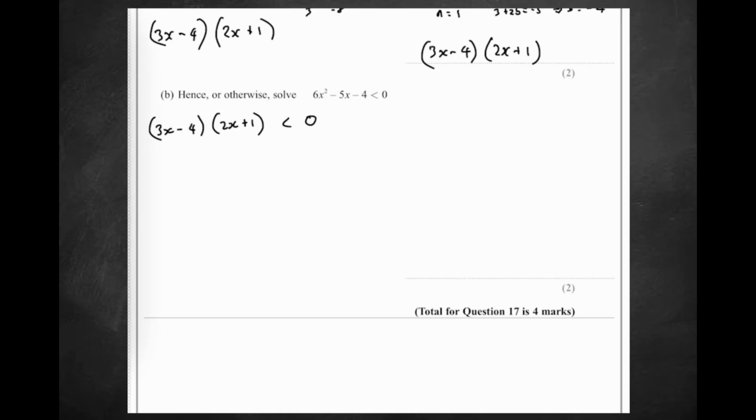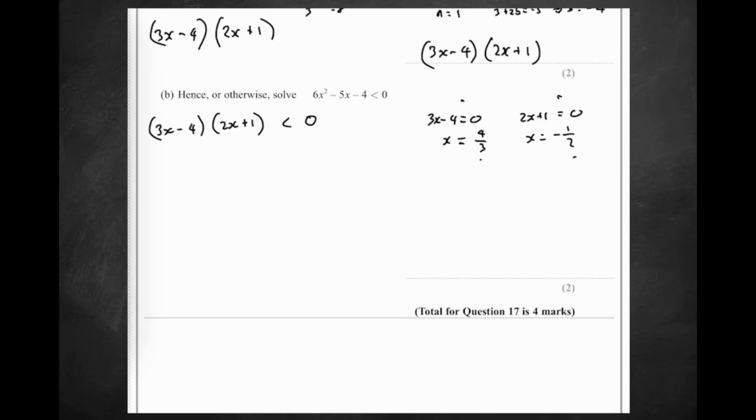So what we can say, for the equation when it equaled 0, we had 3x minus 4 equals 0, and 2x plus 1 equals 0. So we had x equals 4 over 3, and x equals minus a half. All I've done there is made x the subject of each of these two small equations. So for everything less than 0, we need x to be in the region of these two numbers.